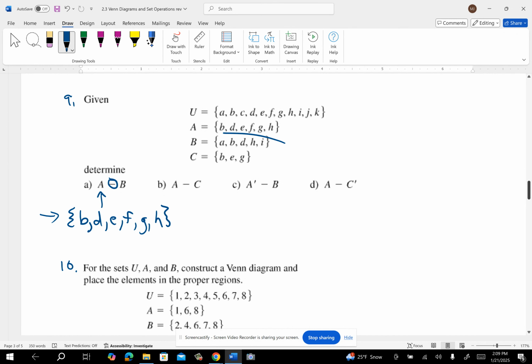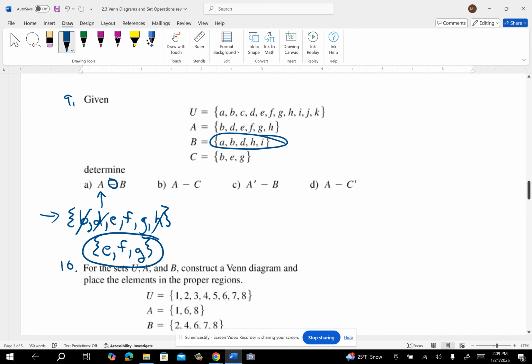So you look at set B, and if there had been an A, you would take it away. You need to take away B because it's in set B. You need to take away the D. You need to take away the H, because they're in set B. And then your answer to that question would be what you have left, which is just E, F, and G.